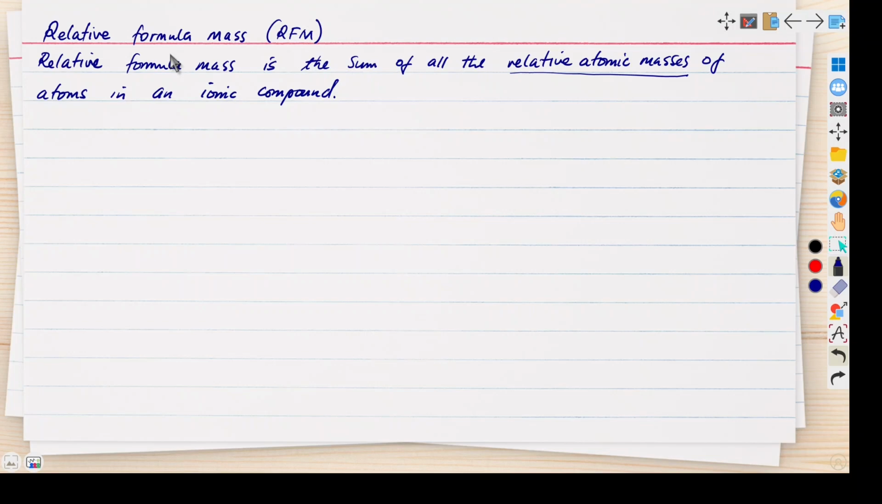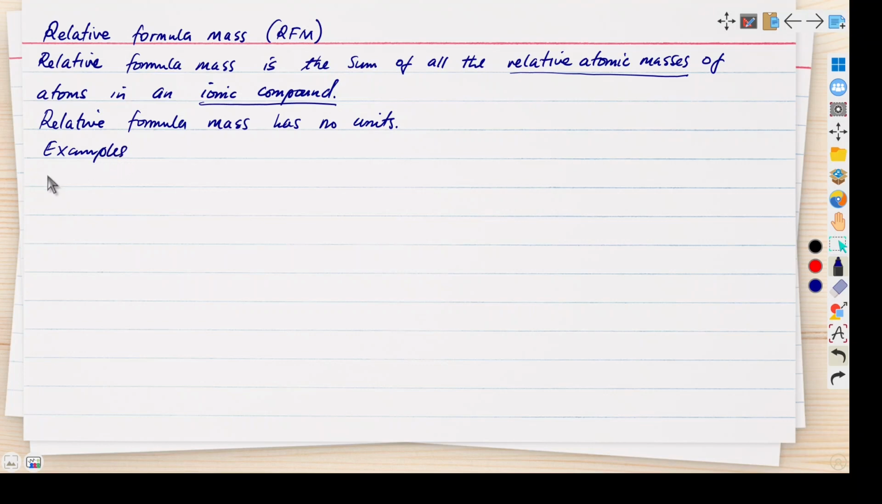So relative formula mass is for what we call ionic compounds. So now let me show how to find the relative formula mass, but before I do that, you must know that relative formula mass has no units. That's what you should know. Now let me give you examples to show how to find the relative formula mass.